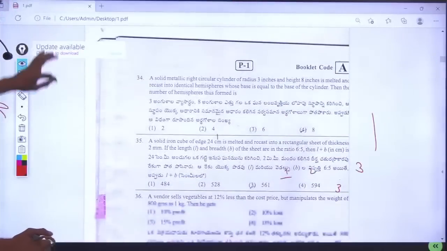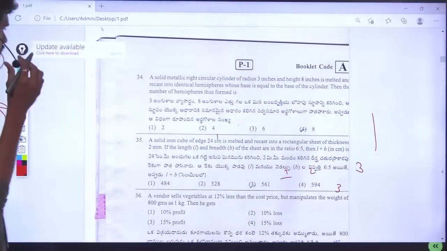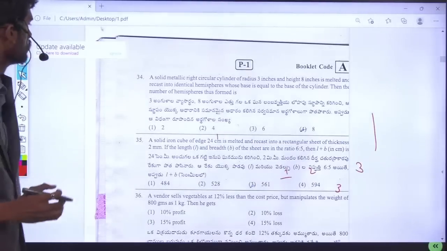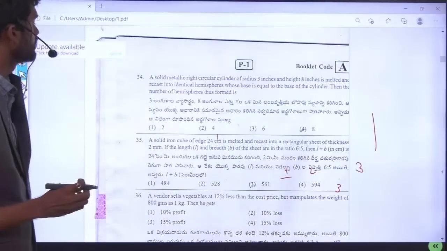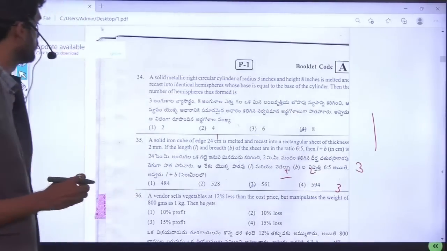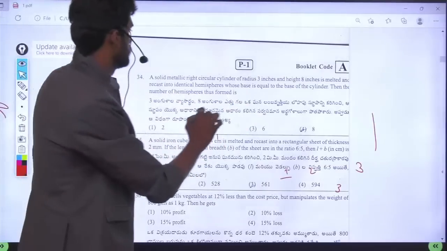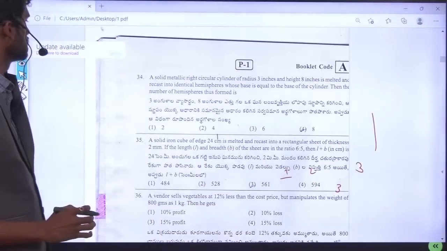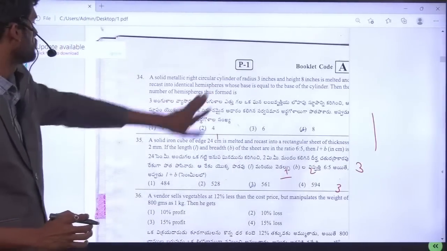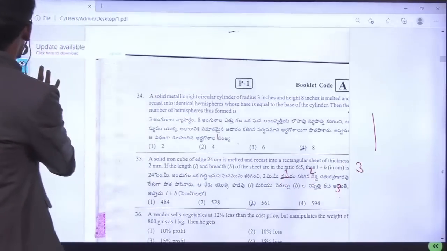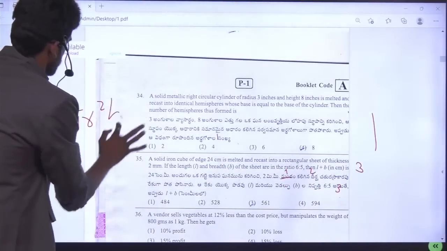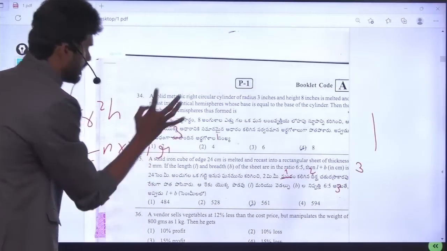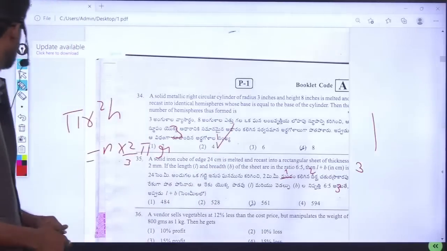Question. A solid metallic right circular cylinder of radius 3 cm and height 8 inches is melted and recast into identical hemispheres with base area equal to the base of the cylinder, then the number of hemispheres is asked. So what do we do here? Since they said melted, we have to equate the volumes. Equating the volumes, the cylinder volume, πr²h, should equal the number of hemispheres times 2/3 πr³. What answer do we get? Option 2 is correct. The second option is correct.